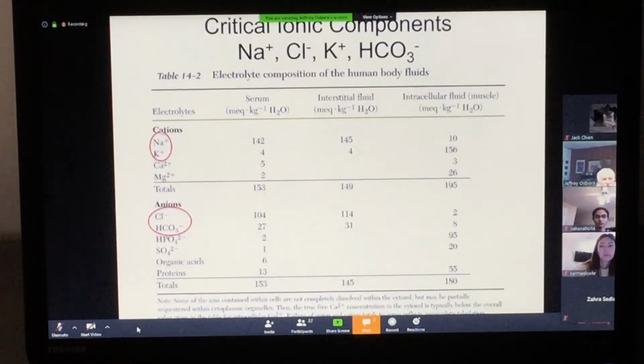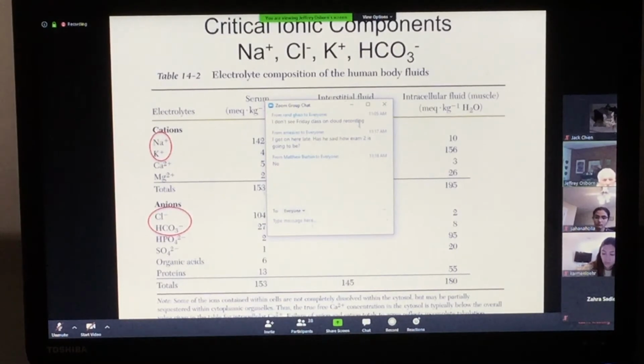Now, remember I told you about the electrolyte composition of human body fluids. I wanted you to know the numbers for sodium and potassium concentration of serum or plasma. And we know that sodium is around 140, potassium somewhere between 2 and 5 or 6 milliequivalents per liter of water. We now have to add the anions onto that group. And I want you to know and memorize the concentration of chloride, which is about 104, and the concentration of bicarbonate, which is about 27 milliequivalents per liter.